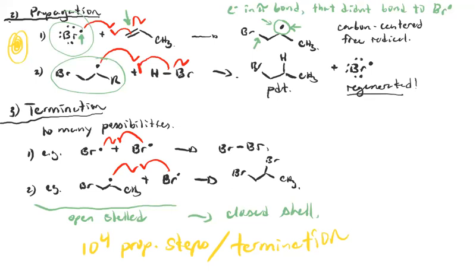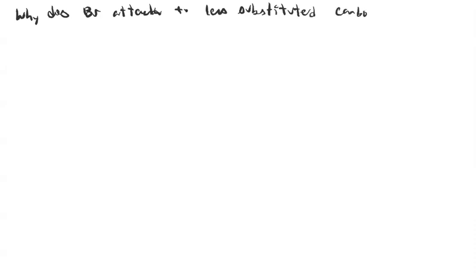All right, so we'll spend a second talking about regioselectivity. So why does Br attach to the less substituted carbon? Okay, so I'm going to redraw substrate plus Br dot, and we'll consider the two modes of attack, okay?